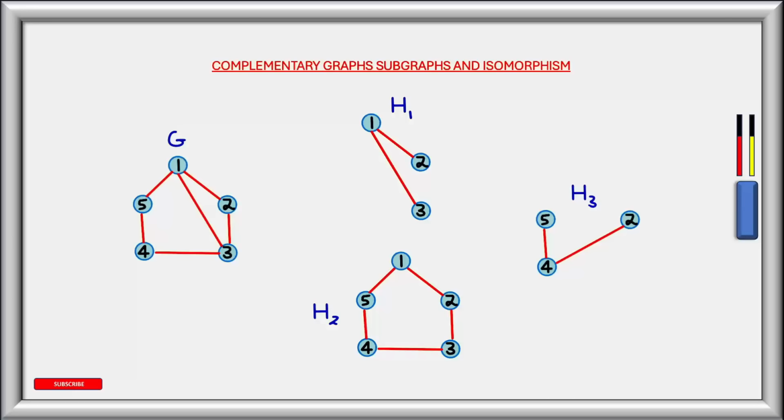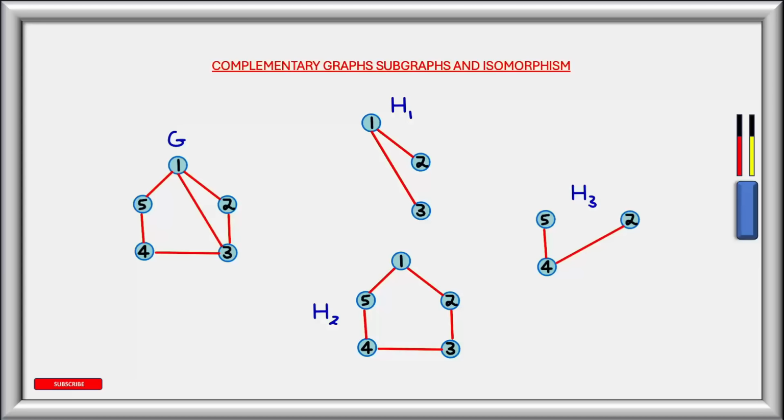In this second problem, we have graph G. We have 3 other graphs, H1, H2, and H3. Now 2 of these graphs are subgraphs of graph G, and one of them is not. Can you work out which graph is not a subgraph of G? If you'd like to play along, pause the video now.